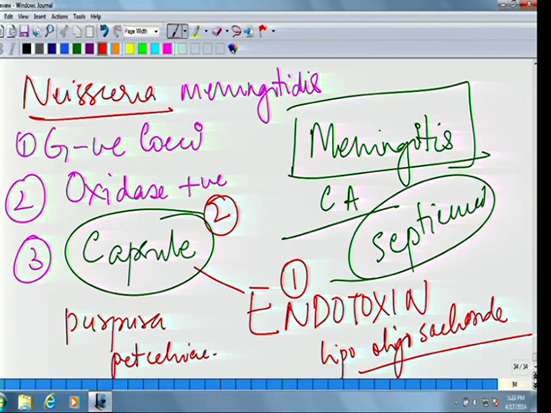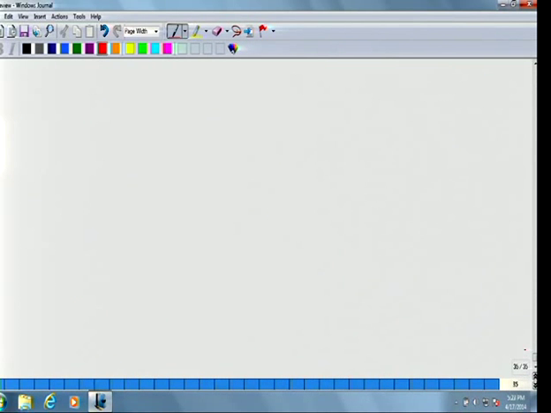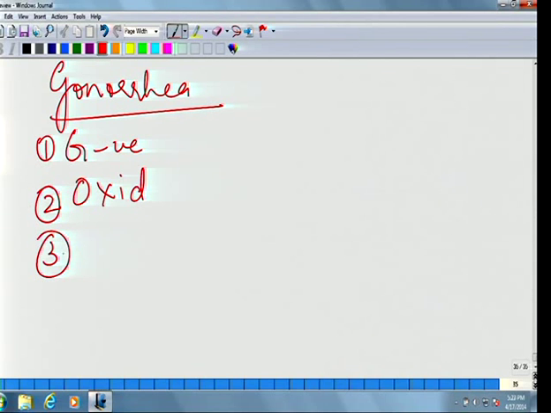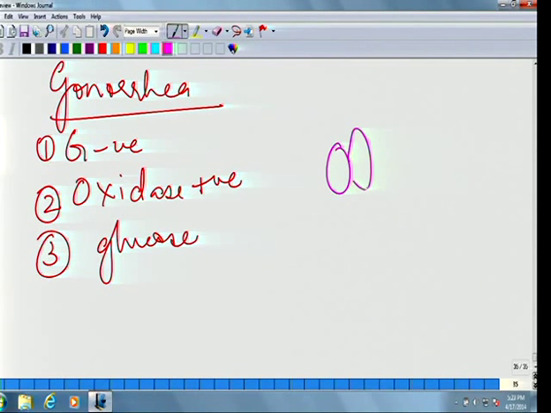Okay, then gonorrhea. Gram-negative cocci, oxidase positive. Does it have a capsule? No capsule. And it ferments glucose. Okay, so then the virulence factors: gram-negative diplococci, what are the virulence factors?